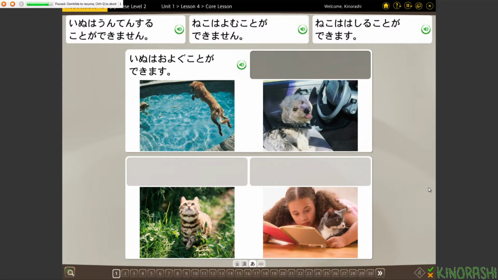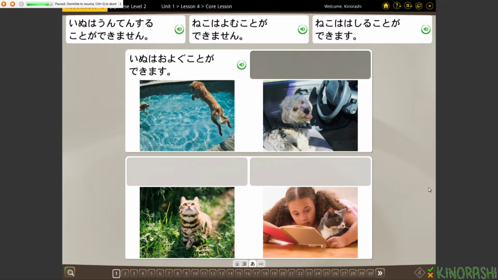Inu wa unten suru koto ga dekimasen. Neko wa yomu koto ga dekimasen. Yomu.